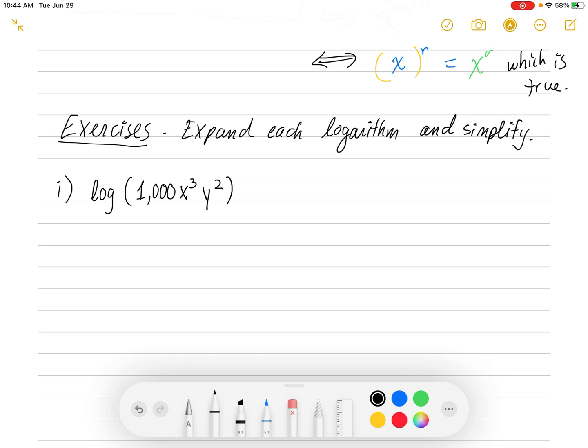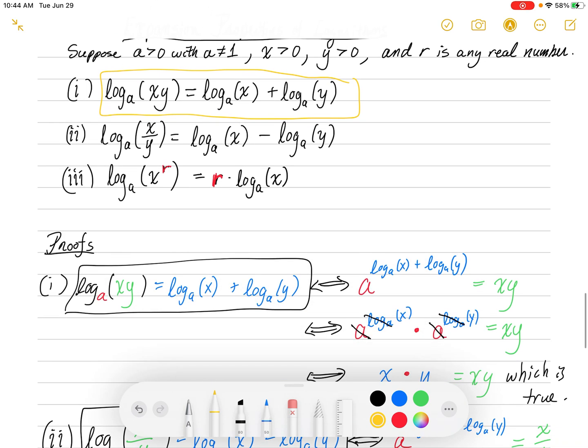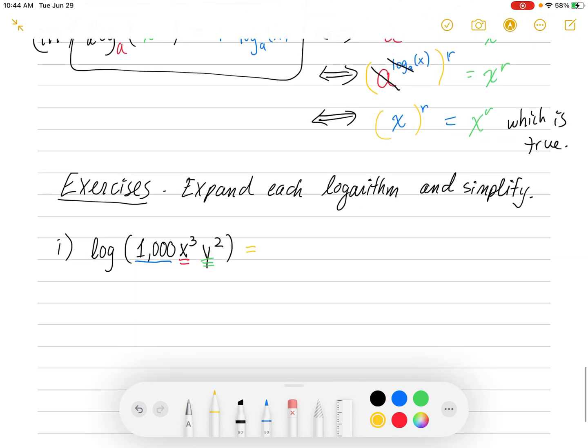So my first problem, I have log of 1,000 times x cubed times y squared. The idea is I want to expand this. Notice inside of our argument we have three different components that are multiplied together, right? 1,000 times x cubed times y squared.